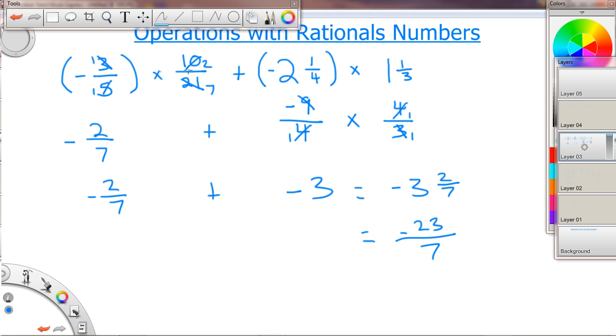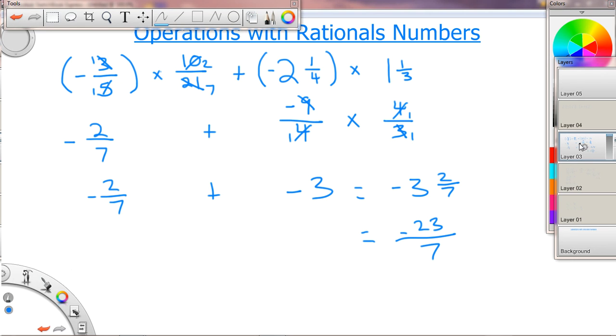So what we did was just order of operations. We multiplied these two fractions, multiplied these two fractions. We had to convert to an improper fraction first. And then once we got those products, which were negative 2 over 7 and negative 3, we just added them together. Just kind of easy. I didn't realize that this was going to be a whole number when I set it up.